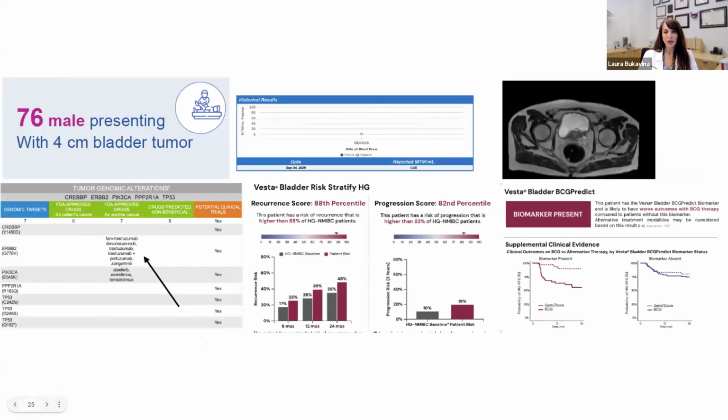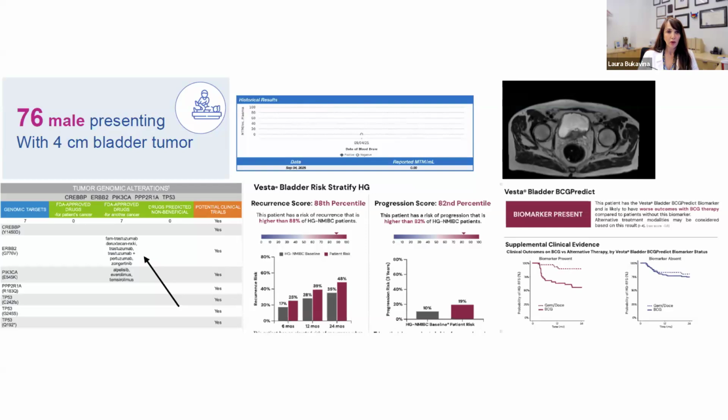Next slide. So I think this is my last slide, but this is sort of our approach. There are so many tests coming out right now for the non-muscle invasive and muscle invasive space in terms of risk stratifying patients and potentially targeting genomic alterations. So this is our approach currently at the clinic, and Dr. Gupta sees a lot of this when we share patients.